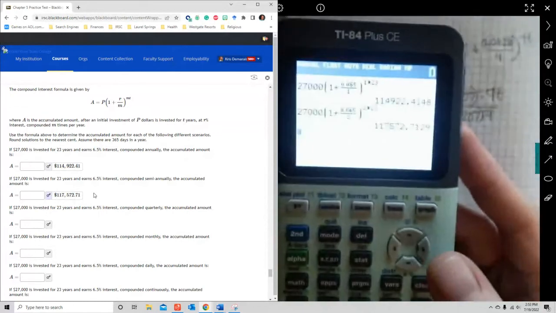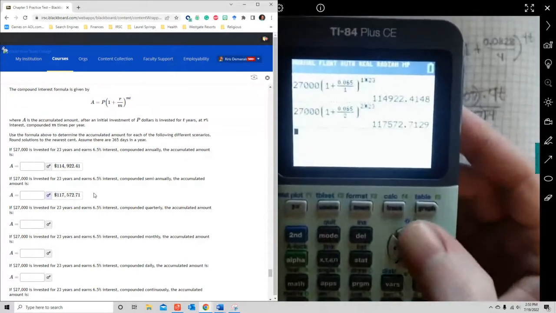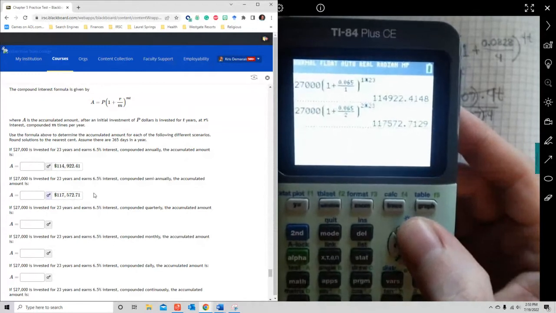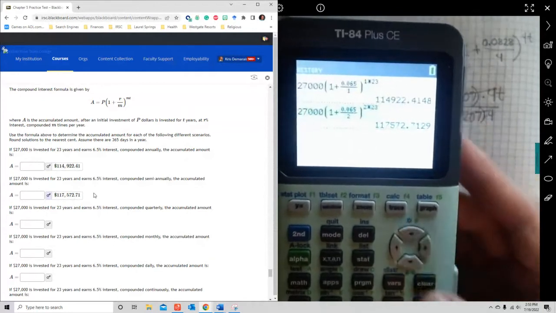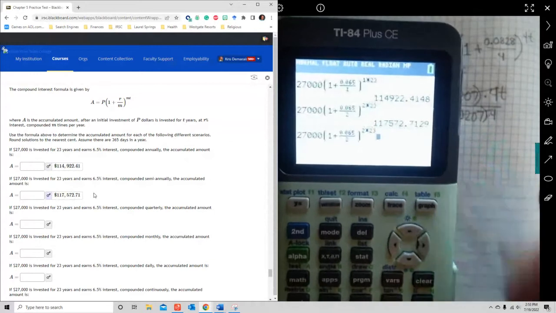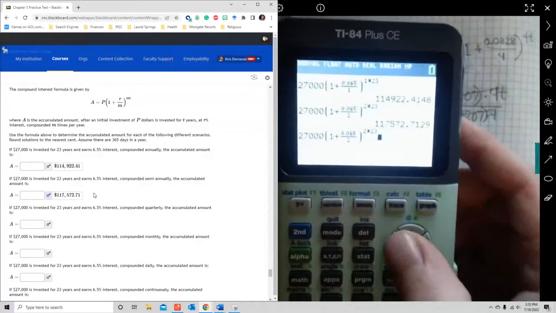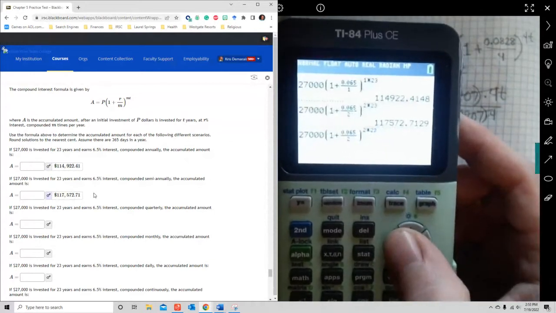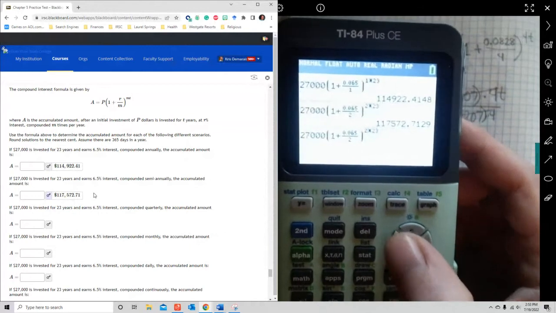All right, it wants us to go ahead and evaluate the same number structure. So all I got to do is come up here, hit enter, and it writes everything for me again. So then all I got to do is say, oh, it's quarterly. All I got to change is my 2s to 4s.